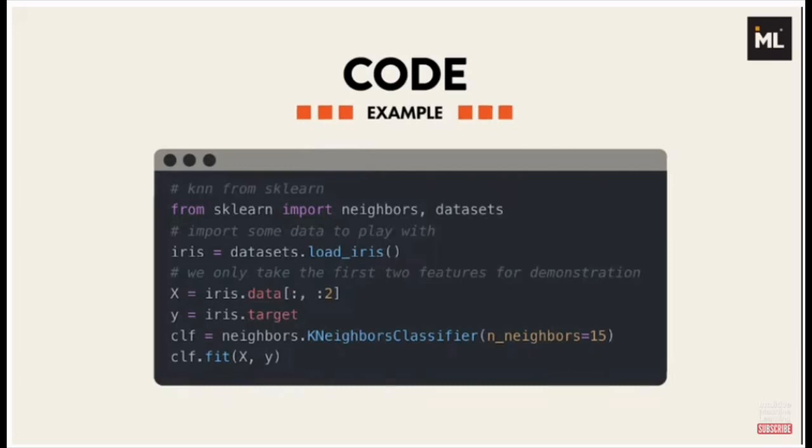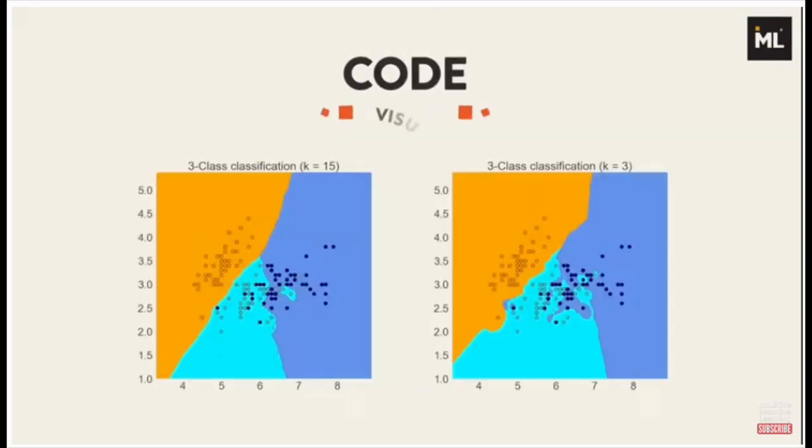Here is a simple code example. We use the very famous IRIS dataset and only take the first two features for demonstration purposes. The k-nearest neighbor algorithm is from sklearn, and it is self-explanatory. I encourage you to try it yourself with different parameters. These two plots are real visualizations from the previous code example with different k settings. The left plot shows the classification decision boundary with k equal to 15, and the right plot is for k equal to 3.